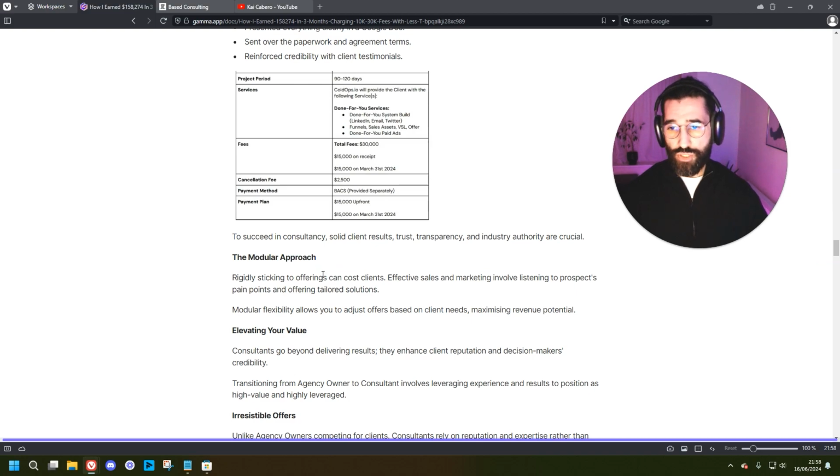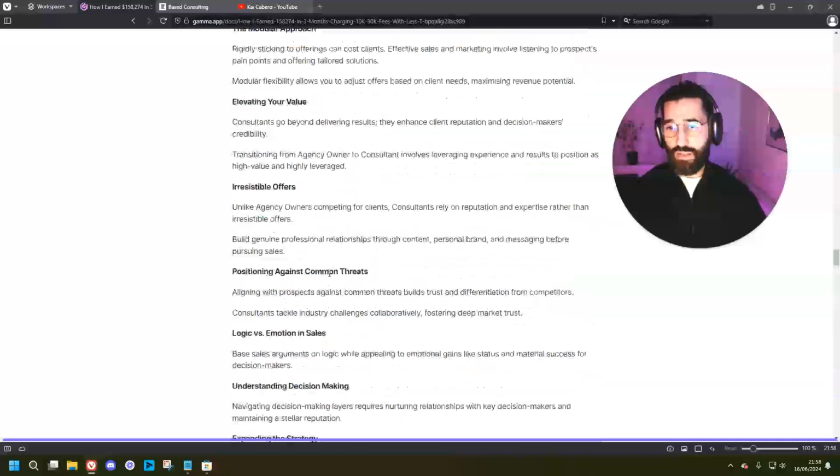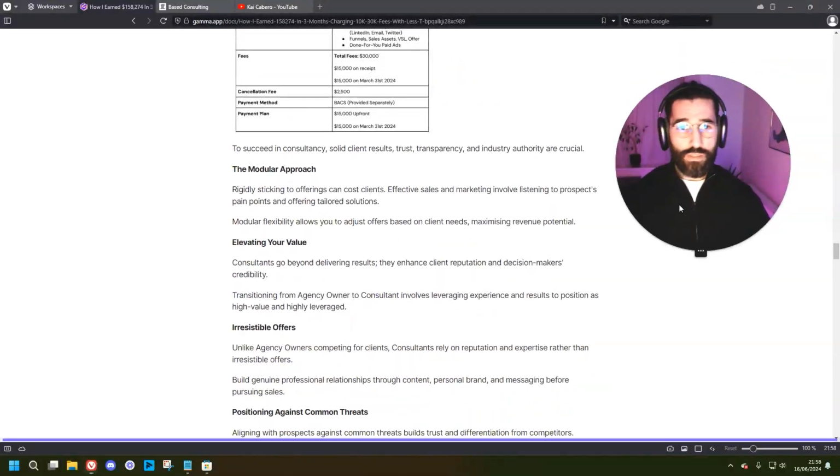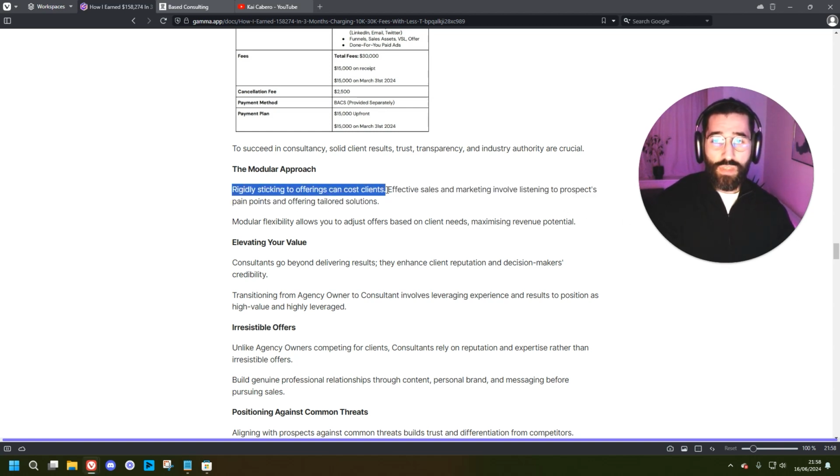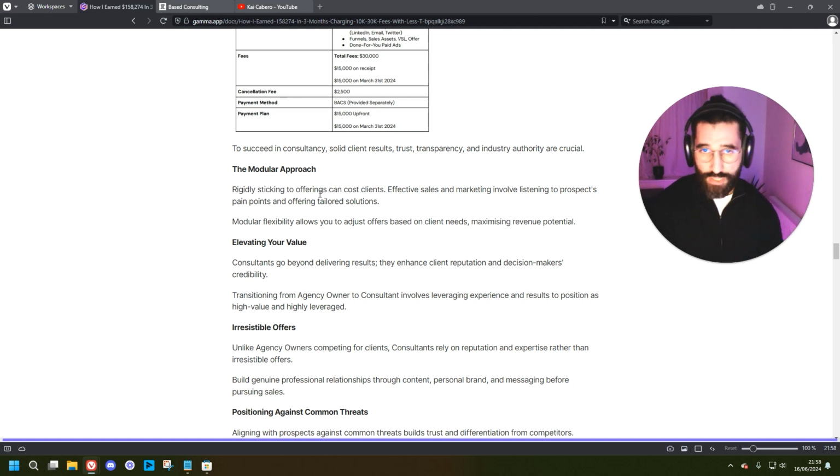So this is the modular approach, and this is like me going deeper into the training. Like, we're going to go real deep, guys, so let's get into it. So rigidly sticking to offerings can cost clients. What that means is, if you are static with your offering, right, you just sell this one thing to this one person, yeah, okay, great.